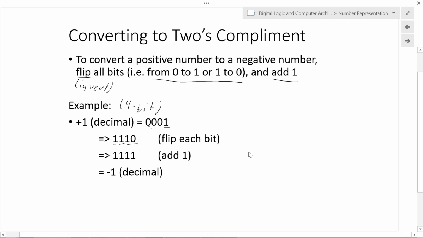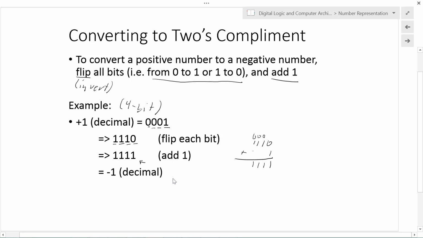Now how do we add 1 to this? Well, we can say 1, 1, 1, 0, and then add 1 to that. And this is basic arithmetic from elementary school. So 1 plus 0 is 1. Carry is 0. 0 plus 1 is 1. Carry is 0. 0 plus 1 is 1. 0 plus 1 is 1 again. And we have our 4-bit number 1111. And this is the same as negative 1 in decimal.